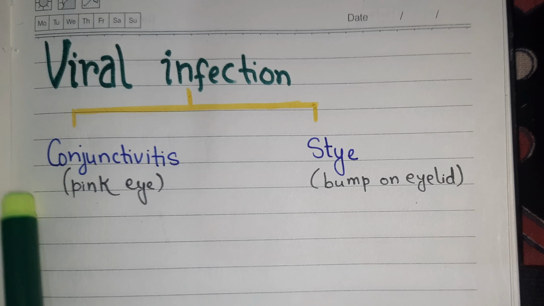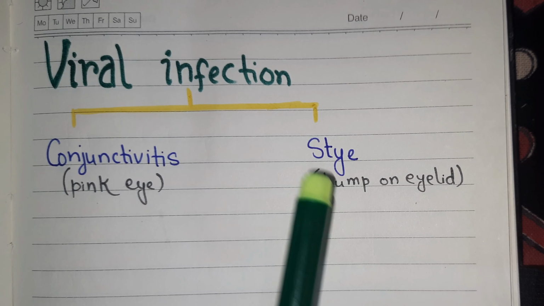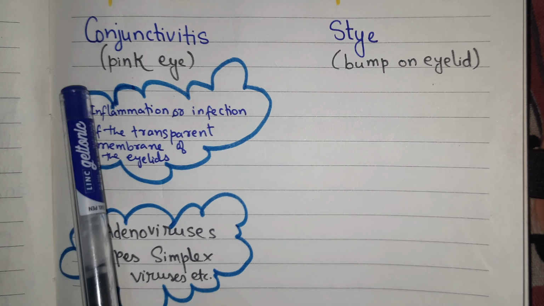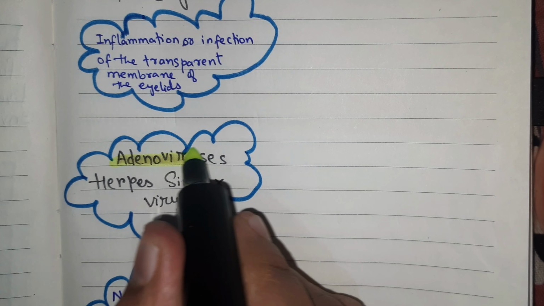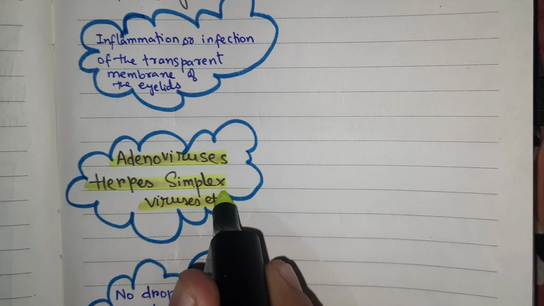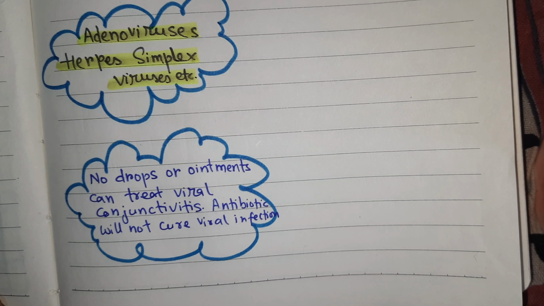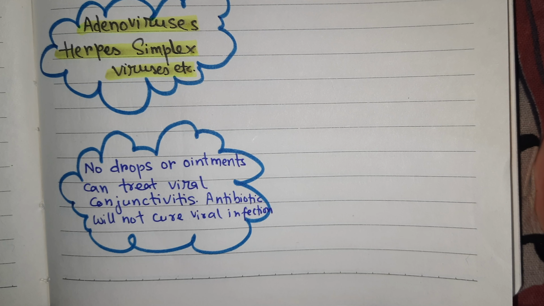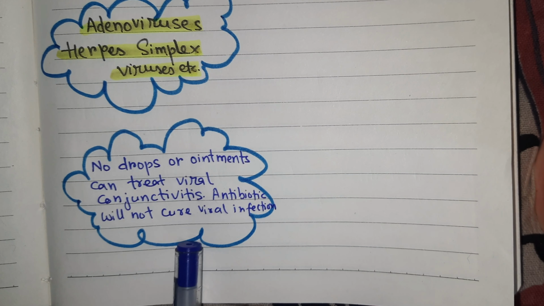Now the infections caused by viruses. The first one is conjunctivitis, which is pink eye as mentioned before, and the second one is stye, which causes a bump on the eyelid. Conjunctivitis causes inflammation or infection of the transparent membrane of the eyelids. The viruses that cause it are adenoviruses, herpes simplex viruses, etc. No drops or ointments can treat viral conjunctivitis. A proper course of medicines is needed for some weeks for its cure.